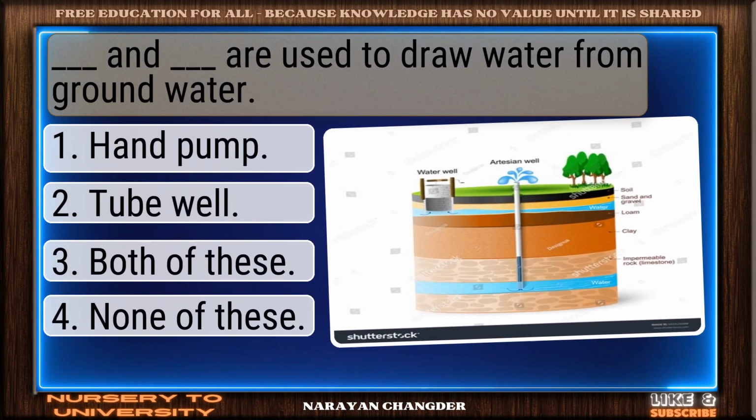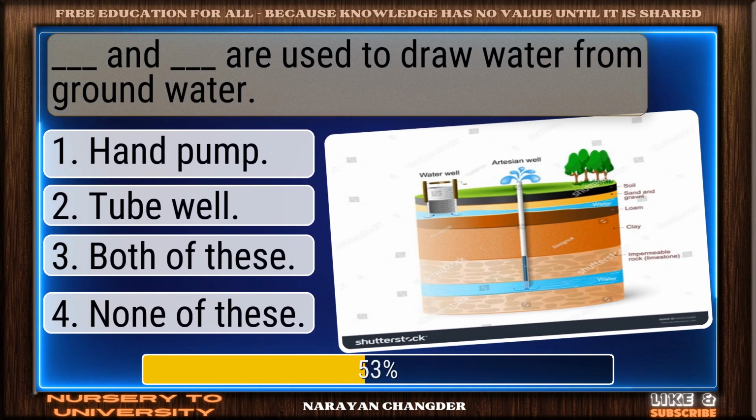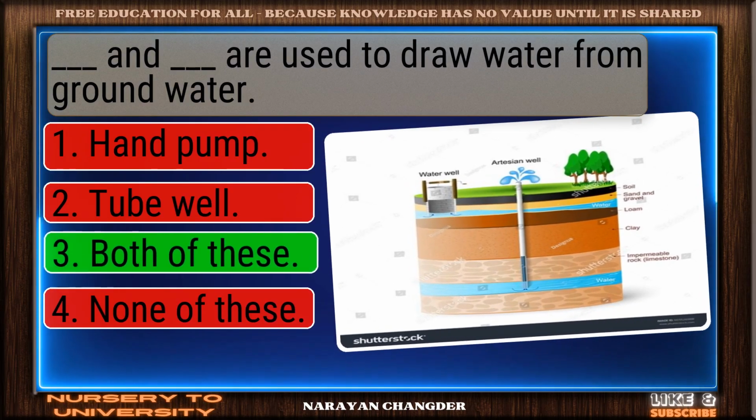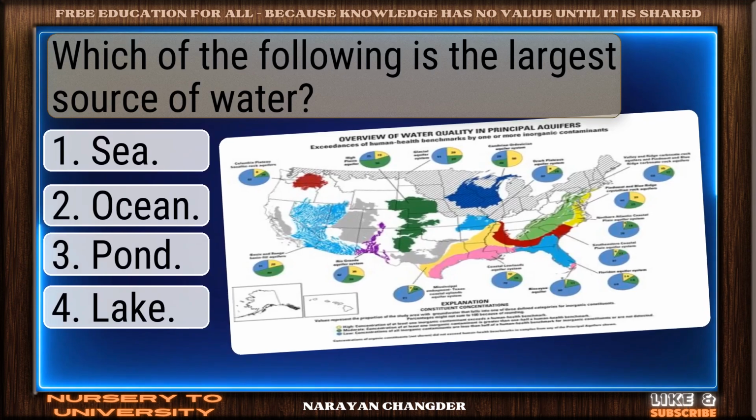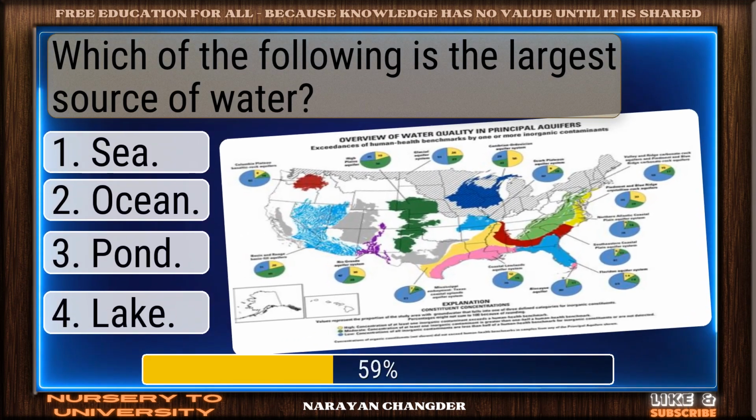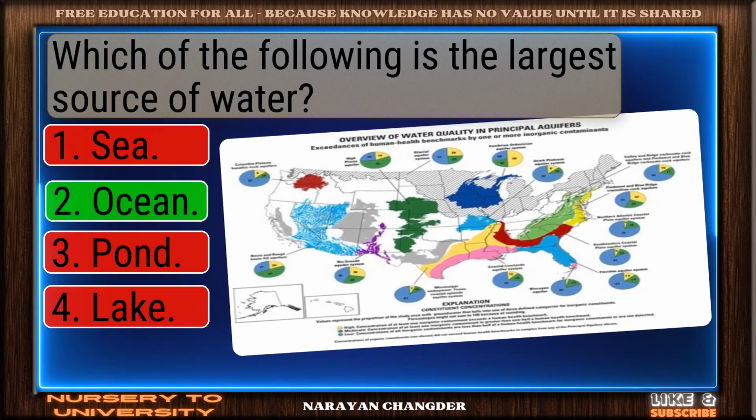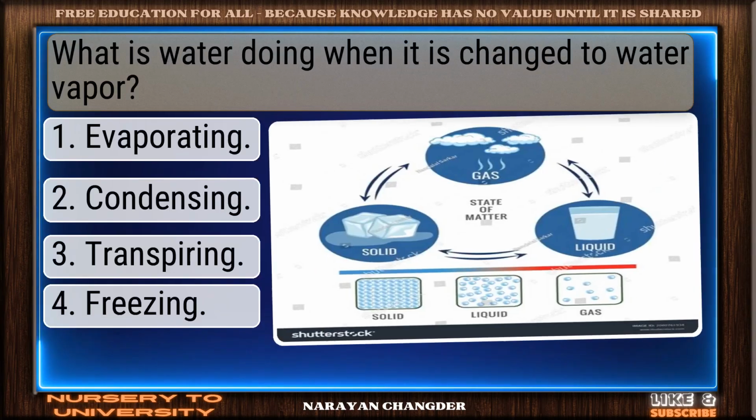Dash, wand, dashish are used to draw water from groundwater. Excellent. Both of these is a brilliant choice. Which of the following is the largest source of water? Nice selection. Ocean is the correct and valid answer.